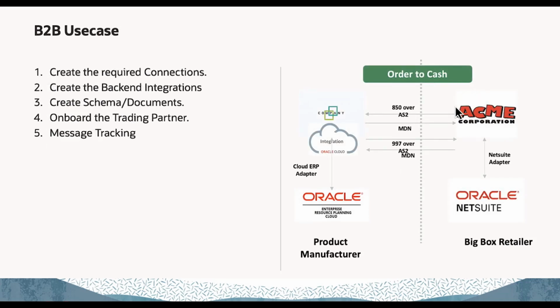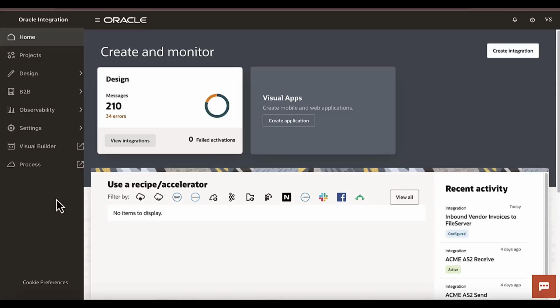Here is the use case, which is part of an order to cash transaction that we will use to drive this demo. We have a product manufacturer who is an OIC B2B customer and is looking to do business with a retailer called Acme. They are exchanging an 850 purchase order via AS2, and we will see all the exchanges that happen in that context. In order to implement this, we will go through these steps, which will highlight the features mentioned earlier. So with that, let's get into the demo now.